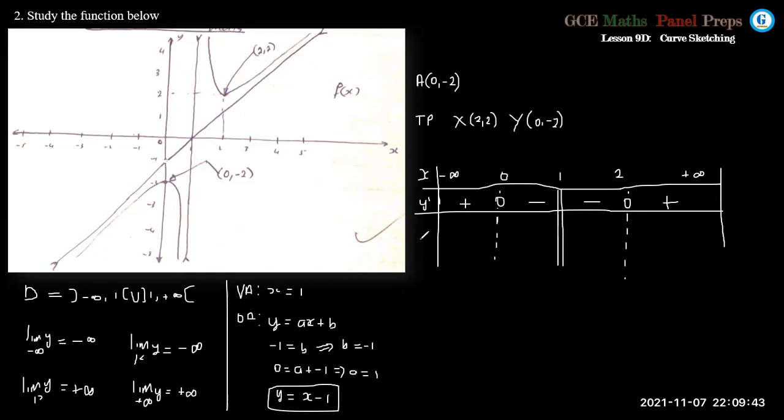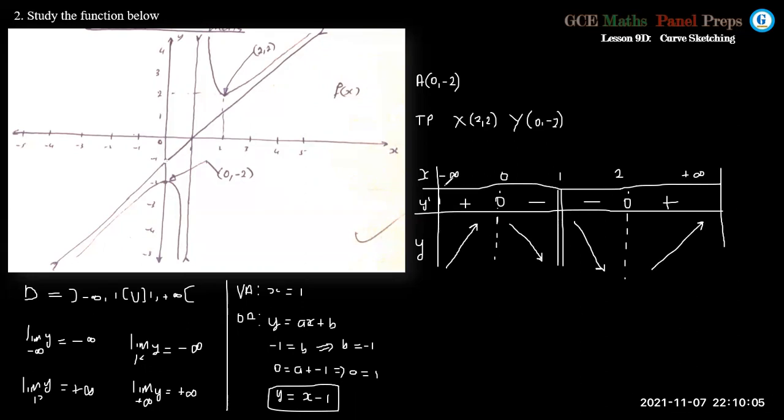So from here, let us get the corresponding values of y. This one is positive, so it's increasing. Here it's negative, so it is decreasing. Negative again, decreasing. Here it's positive, so it's increasing.